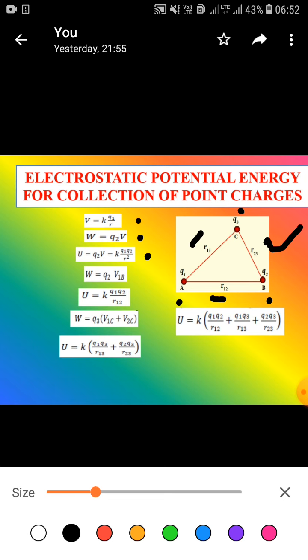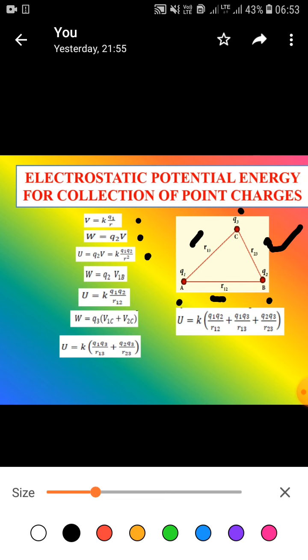In our calculation, first, bring a charge q1 from infinity to the point A. Here there is no work done, because already we told q1 is fixed, q2 is at infinity, the work done must be equal to 0. So bringing q1 from infinity to the point A requires no work done, because there are no charges already present.